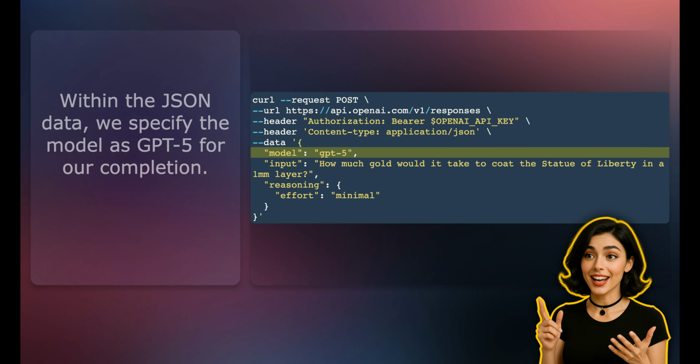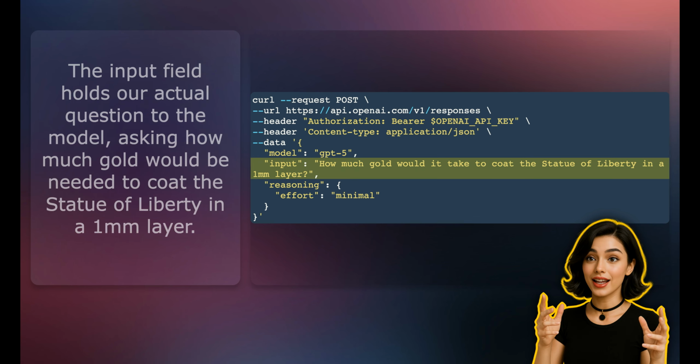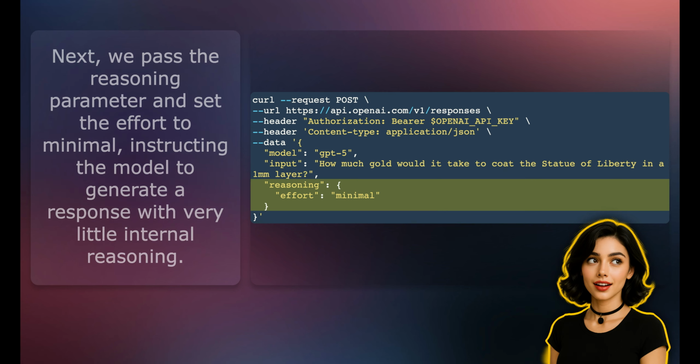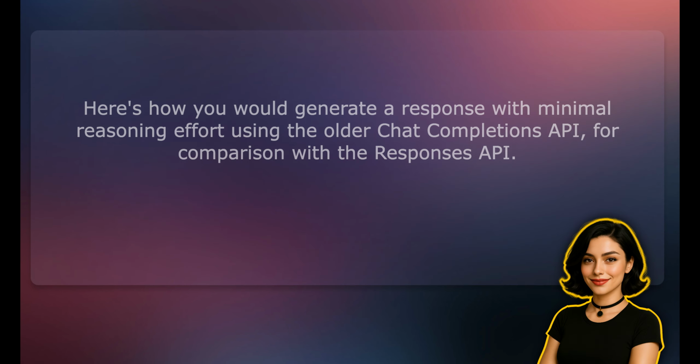Within the JSON data, we specify the model as GPT-5 for our completion. The input field holds our actual question to the model, asking how much gold would be needed to coat the Statue of Liberty in a 1 mm layer. Next, we pass the reasoning parameter and set the effort to minimal, instructing the model to generate a response with very little internal reasoning.